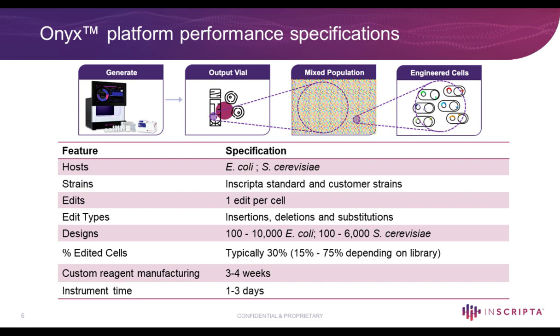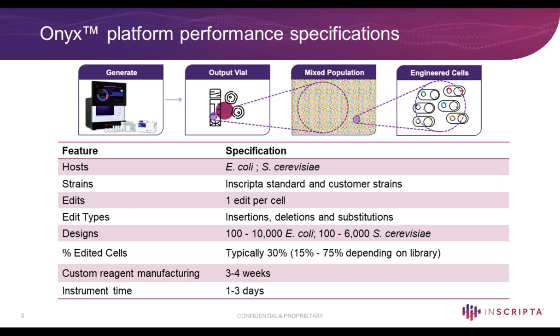Per library, per run, you can have from 100 to 10,000 different edits across your genome if you're using E. coli, and from 100 to 6,000 in yeast. So, a large landscape to play with. Per run, per sample, we will typically see 30% edited cells. That's complete and intended edits on those cells. And that's somewhat variable based on the type of edit you're doing; how large the insertion is, for example, can have an impact on that.